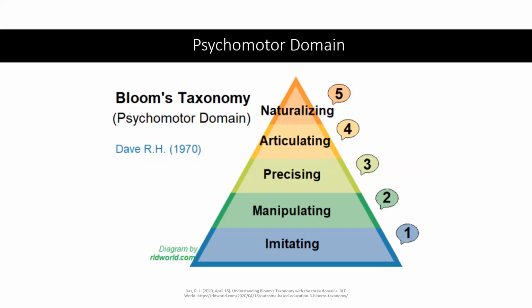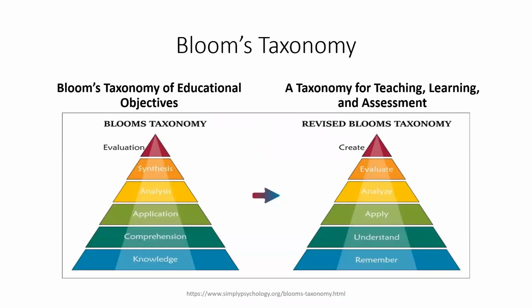imitation. This is where the learner attempts to repeat an observed skill, followed by manipulation. This is where the student has the ability to perform the task either by memory or by following instructions. And then we have precision, where the student's able to perform the task proficiently and without intervention, followed by articulation. Articulation is the ability to modify the skill to fit new situations. And then we have naturalization. This is where the student's ability to perform the task is natural. They don't need to think about it. It becomes second nature at that point.